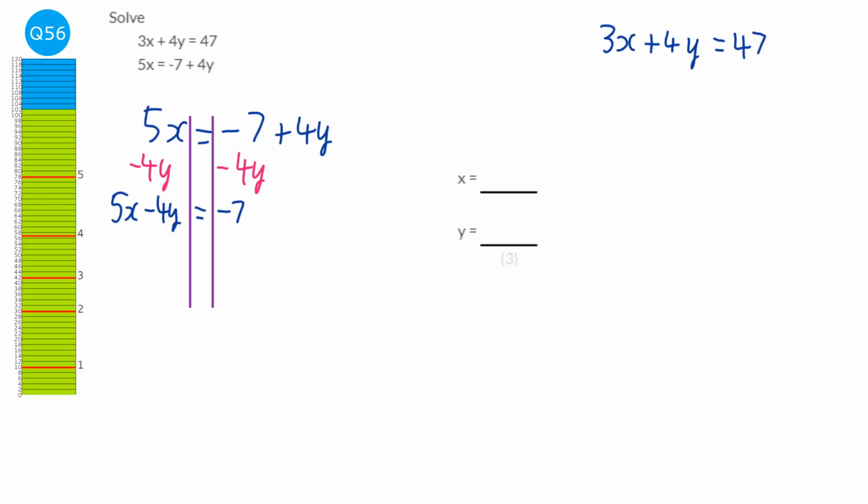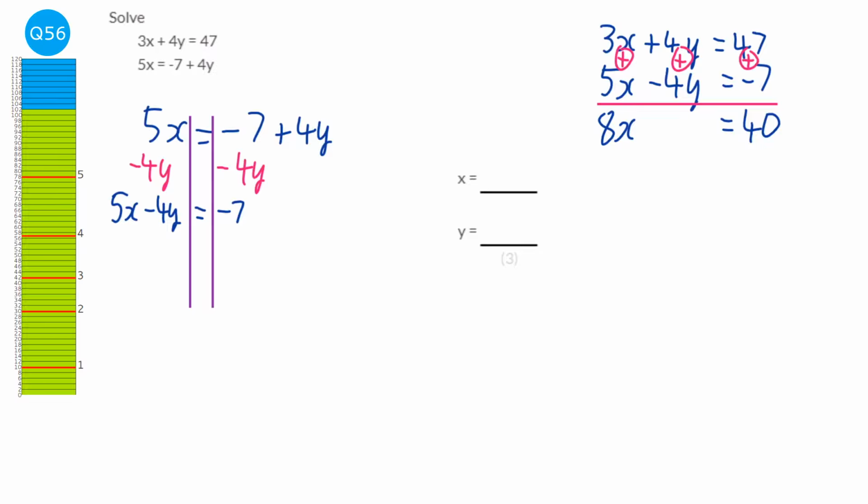Okay, so what we do now is we put both our equations down, so we can solve these simultaneously. So 5x minus 4y equals minus 7. And you notice the coefficient of the y is already the same, so we don't need to multiply anything. But the signs are different, and the d in different is the d in add. So we're going to add going downwards. So we're going to add everything. So we're doing 3x plus 5x, which is 8x. 4y plus minus 4y is nothing, which is good, because we want to get rid of that. And 47 take away 7 is 40.